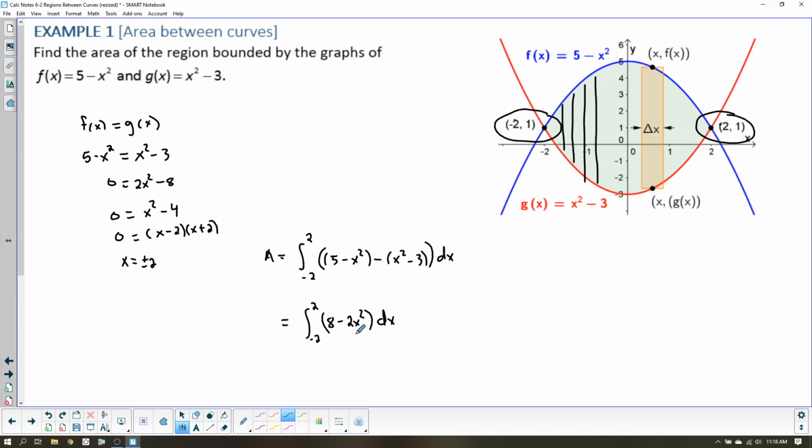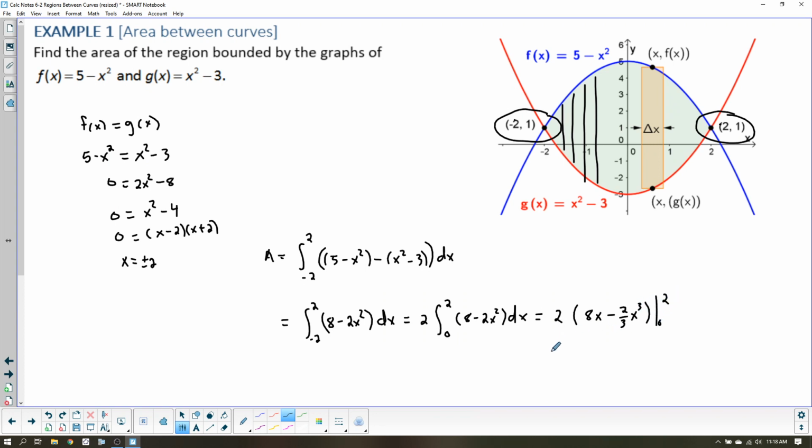One other thing to notice, something you don't have to do, but this is an even function, right? This new integrand here is even, and this is a symmetric interval here, so we could actually simplify this further, because anytime we can use 0, it's preferable, makes it easier to plug things in. Okay, so we get that. So now let's integrate. So we have 8x minus 2/3 x cubed.